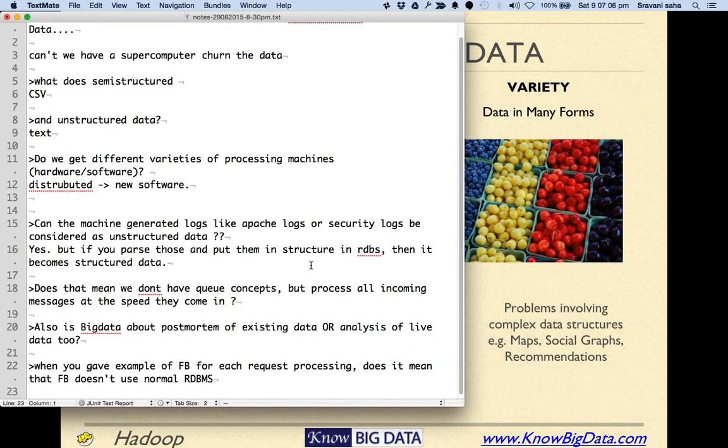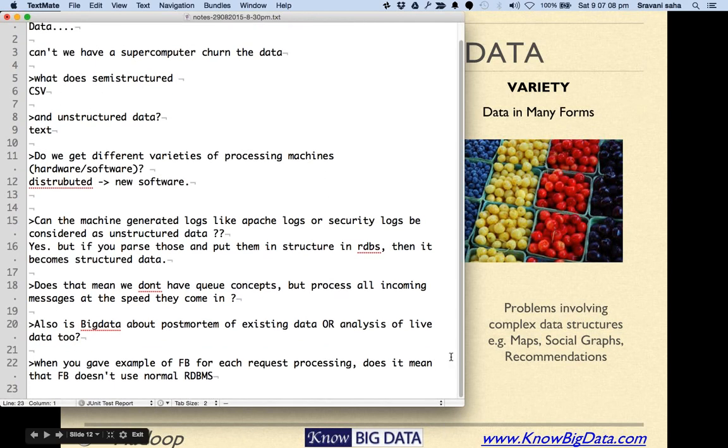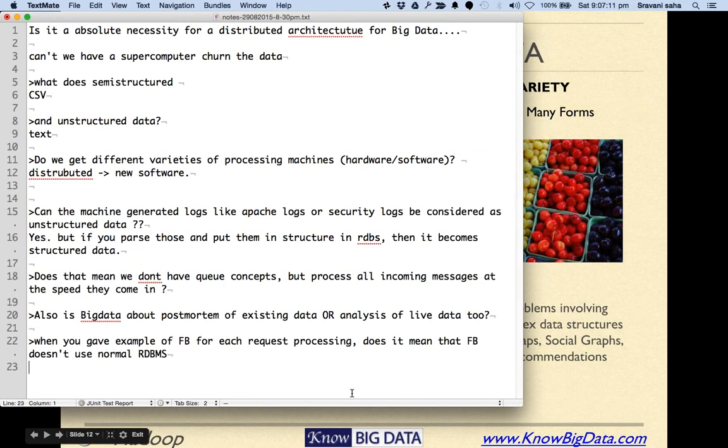All right, good questions, brilliant questions. Next question from Karthik is: when you gave the example of Facebook for each request processing, does it mean that Facebook does not use a normal database? No, they don't. Because the kind of data they handle is at such a scale that neither the problem of velocity nor the problem of storage can be solved using a normal database.